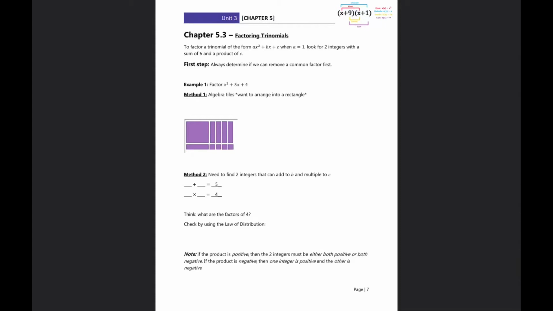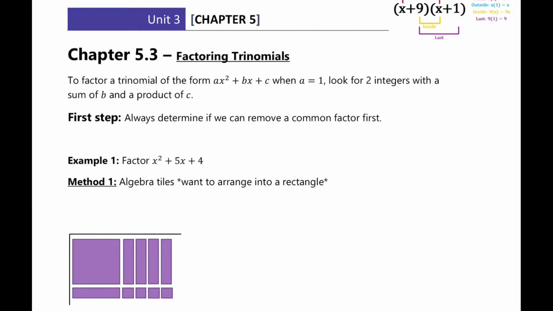Chapter 5.3 Factoring Trinomials. To factor a trinomial of the form ax squared plus bx plus c, where a is 1, look for two integers with a sum of b and a product of c.